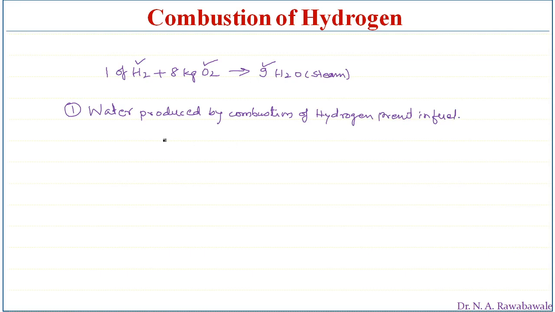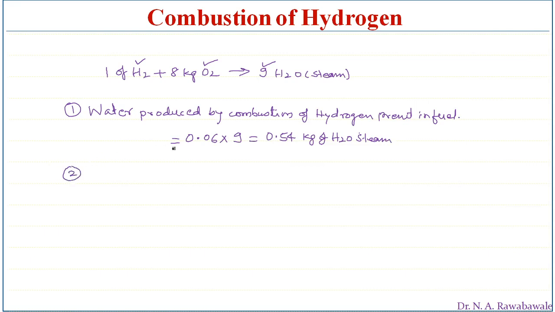We can write this equation as water produced. Here the hydrogen percentage is 6%, which means 0.06, and it produces 9 kg of water, so multiplied by 9, we get 0.54 kg of water. So 0.54 kg of H2O or steam is produced. So this is one thing.